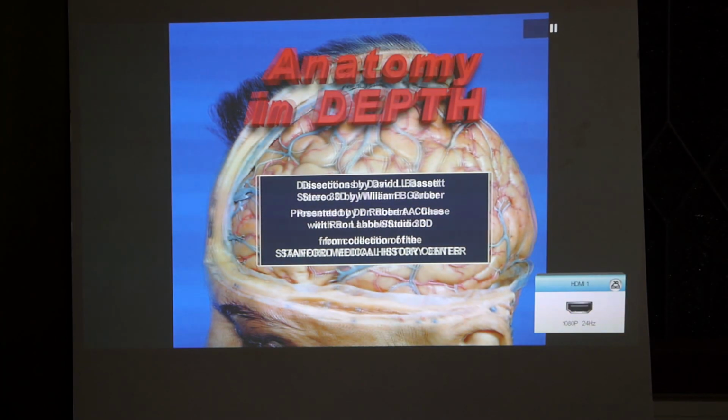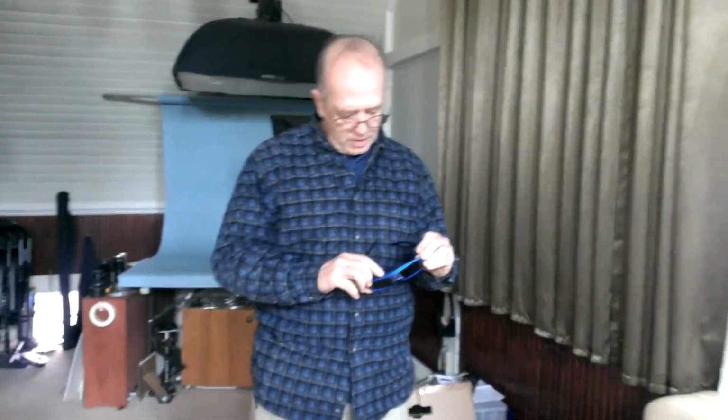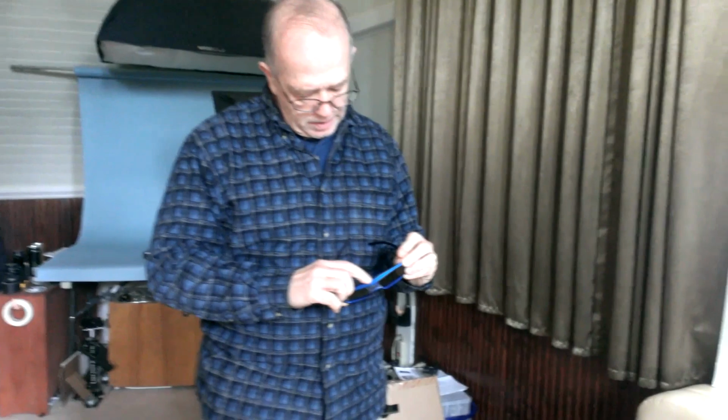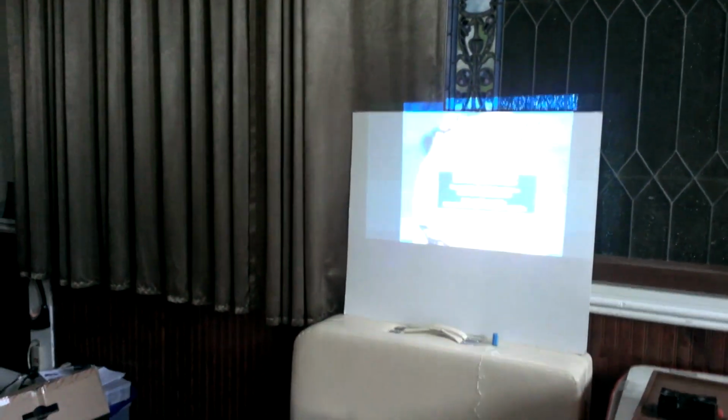So all you have to do is say OK. And there's our double image. You can see it's a double image, so it's definitely going to be 3D. And now all we have to do is grab the 3D glasses. There's a little button on the top that you press. A little green light comes on. Put them on. And yes, we have 3D.